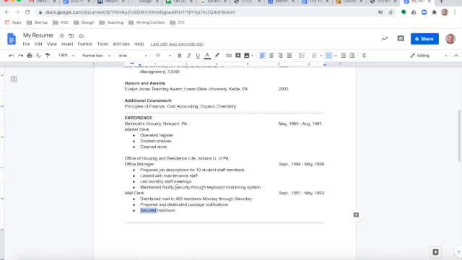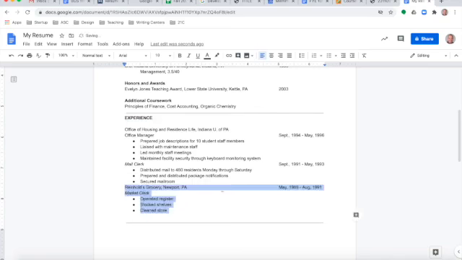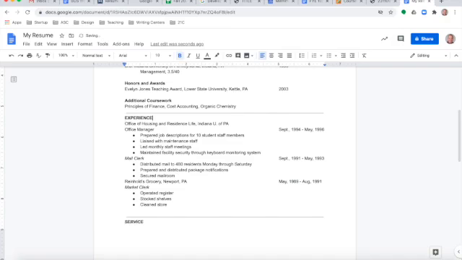Here I'm checking to see if I'm duplicating myself. Maintain facility security versus secured mailroom. Do I need to keep secured mailroom when I already have maintained facility security? I don't know that I need to keep them both. Are they offering me anything different? So it looks like I'm about to move this. Yep. Because you want to start with your most recent experience.